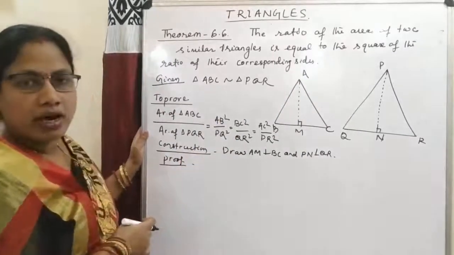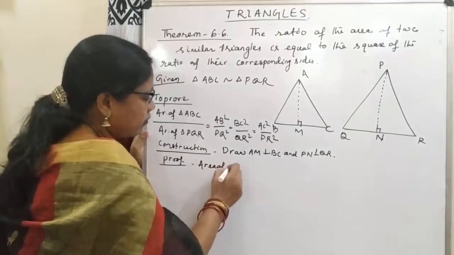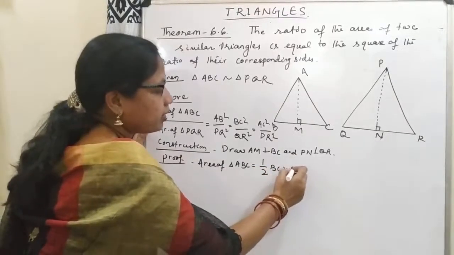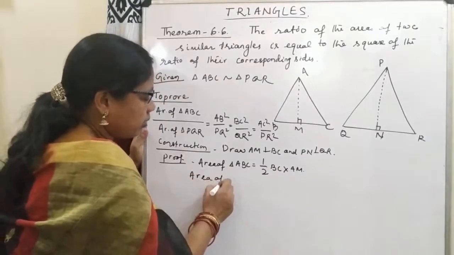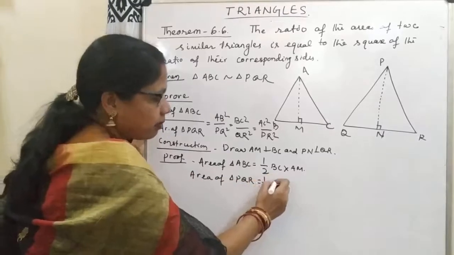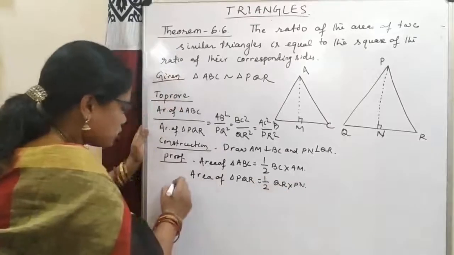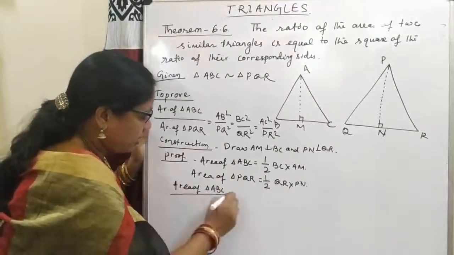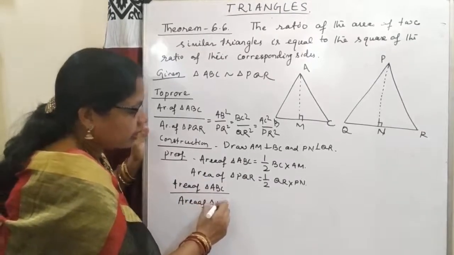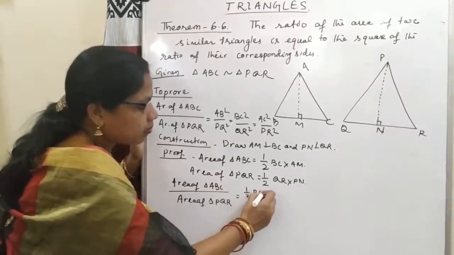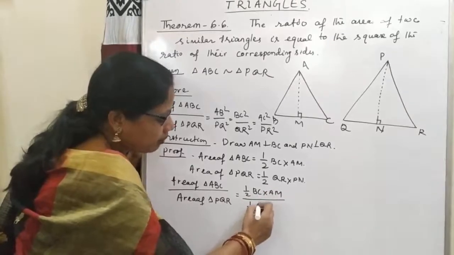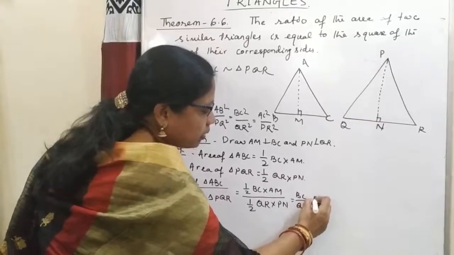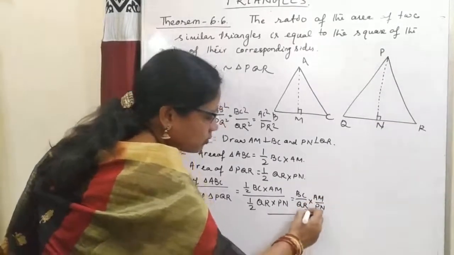So what is the area of triangle ABC? Area of triangle ABC is equal to half base into altitude, that is half BC multiplied with AM, and area of triangle PQR is equal to half QR multiplied with PN. So we have to find the ratio of their areas: area of triangle ABC divided by area of triangle PQR is equal to half BC multiplied with AM divided by half QR multiplied with PN, which is equal to BC by QR multiplied with AM by PN. Let this be our equation 1.